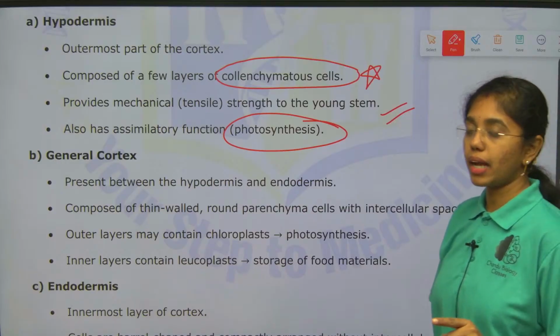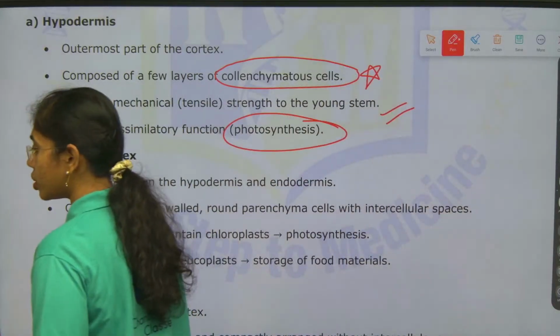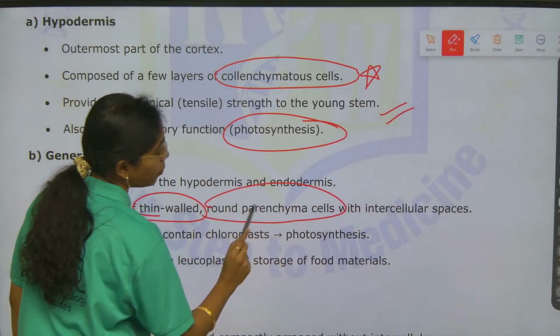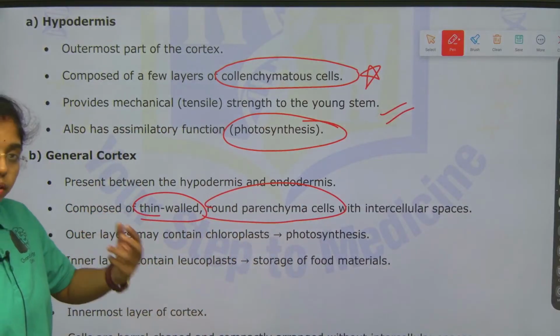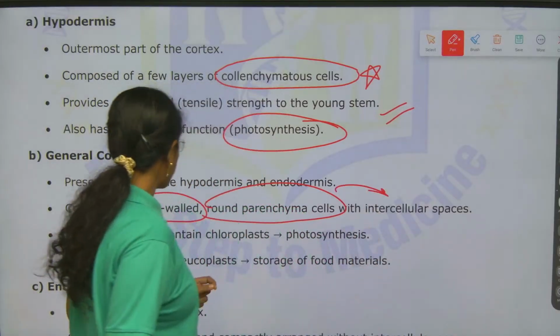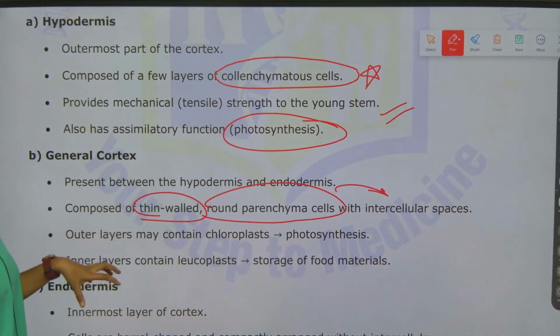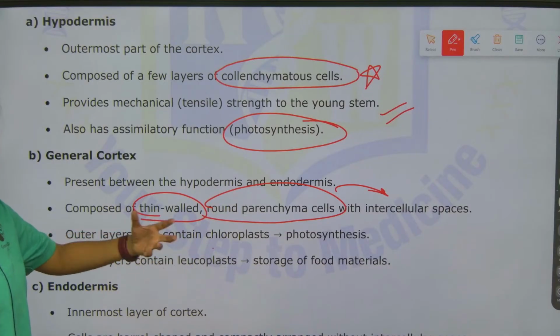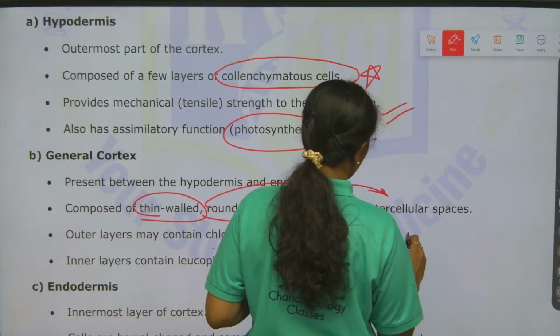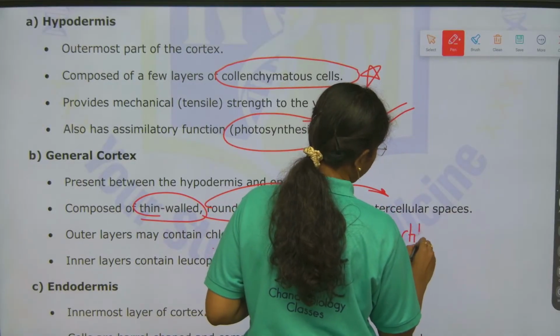Next, general cortex, present between hypodermis and endodermis, composed of parenchymatous cells. Composition of each layer is important. This is composed of thin walled round parenchymatous cells. When parenchymatous cells are there, of course it can have minute intercellular spaces. The outer layer may contain chloroplasts, which are photosynthetic. So this is called as what? Chlorenchyma.